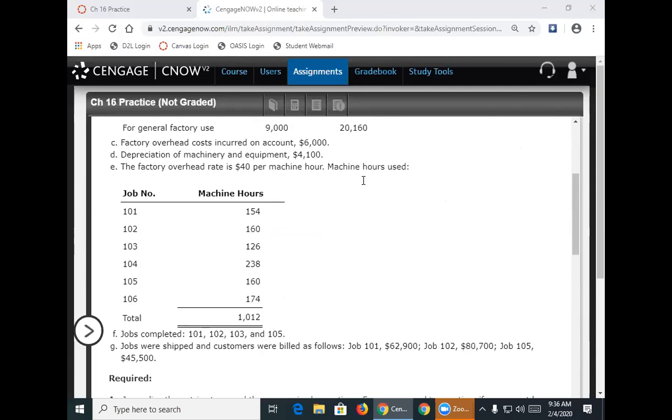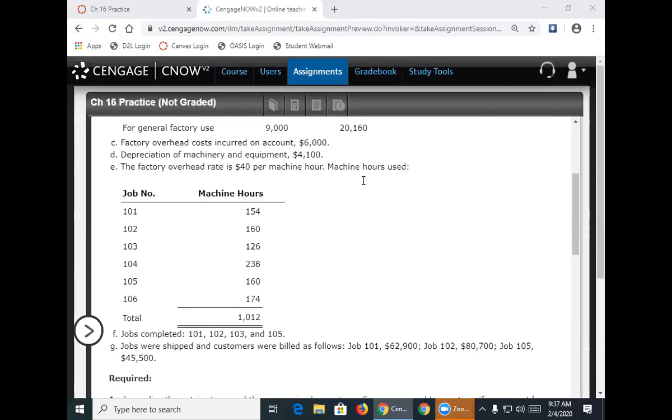And then F, jobs completed: 101, 102, 103, and 105. And then jobs that were shipped and customers were billed: 101, 102, and 105. So obviously with this one, we're going to have different jobs in work in process, finished goods, and cost of goods sold. So not only do we need to keep track of our total costs throughout the month, we also need to keep track of our job costs.